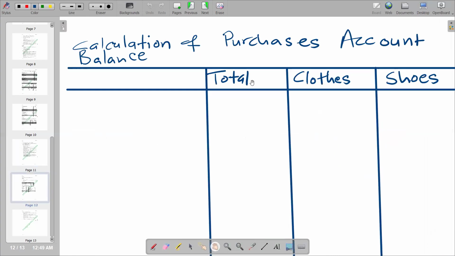You'll see that we're going to start by calculating the purchase account balance, whereby we have the column for clothes, the shoes, and then the total column. For the total column, we need to add what we have in the clothes column and what we have in the shoes column. We are going to start with the balances.